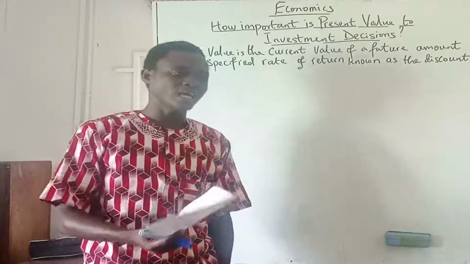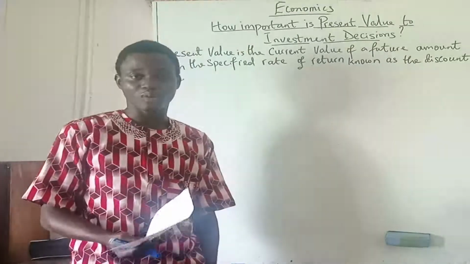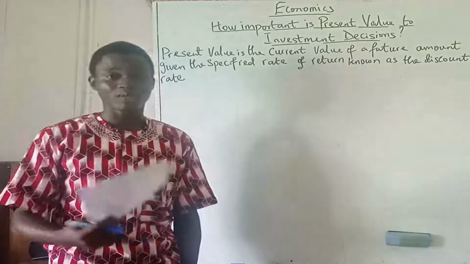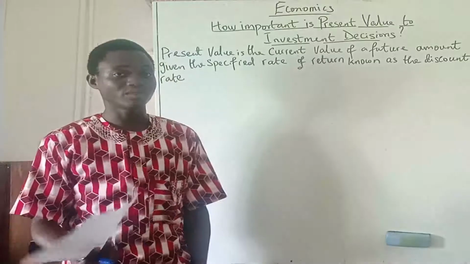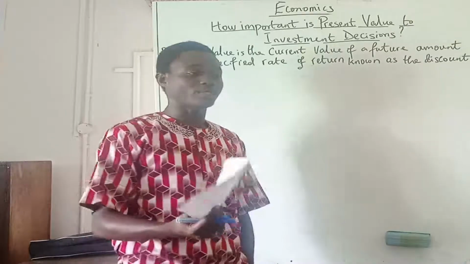If I invest, let me say, 500 naira today and it becomes 550 naira tomorrow, the 50 naira on it is the interest. So 50 divided by 500 multiplied by 100 is going to give me my interest rate. 50 divided by 500, that's 1 over 10, multiplied by 100, that's 10%.